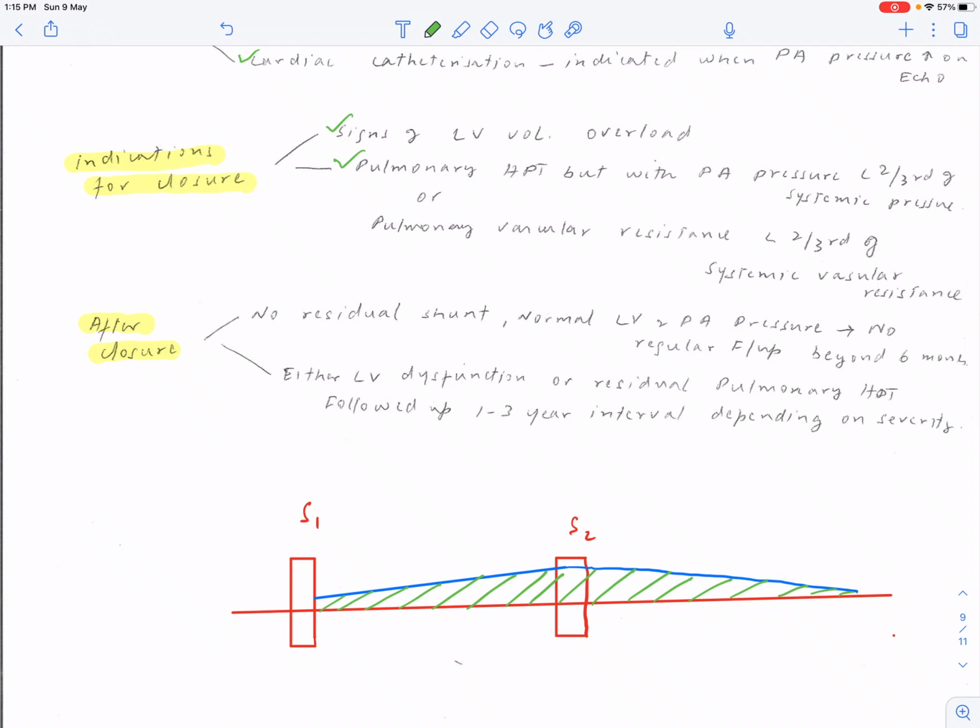patent ductus arteriosus, and normally it is actually a continuous machinery murmur, and we're going to hear the recording of the continuous machinery murmur of the patent ductus arteriosus. So it is something like this.